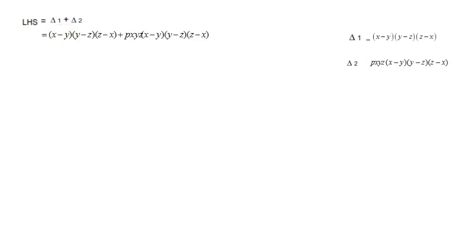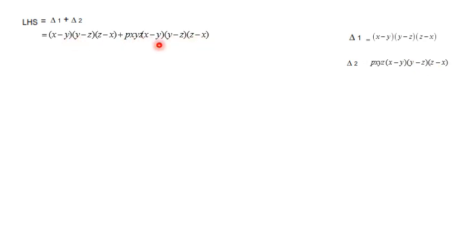Now we have calculated the values of delta 1 and delta 2. Delta 1 is equal to (x minus y)(y minus z)(z minus x), and delta 2 is equal to pxyz times (x minus y)(y minus z)(z minus x). Let's substitute these two values in LHS, that is LHS is equal to delta 1 plus delta 2, that is equal to delta 1, we have (x minus y)(y minus z)(z minus x), and delta 2, we have pxyz times (x minus y)(y minus z)(z minus x).